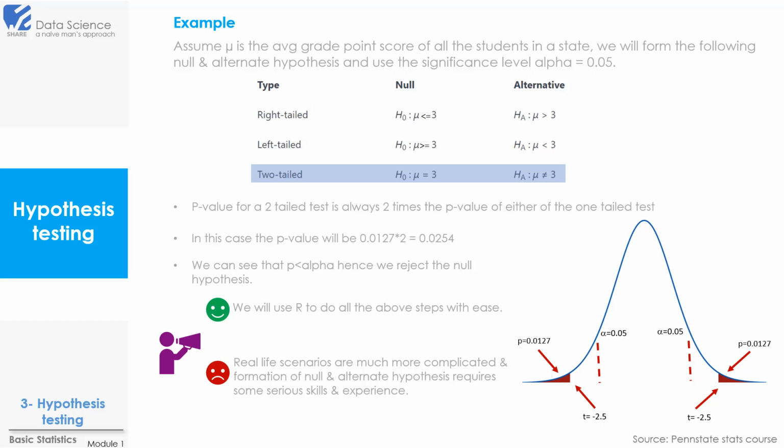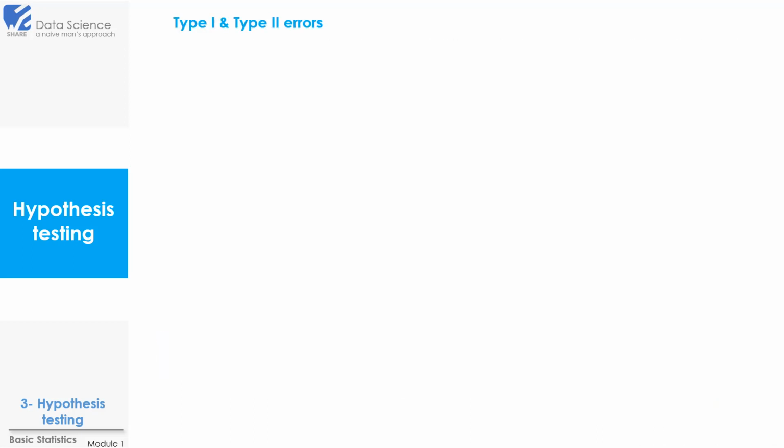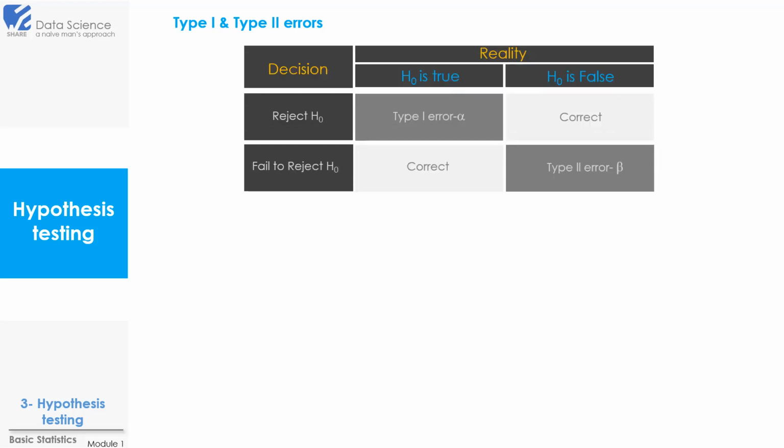So let's move on to the next part. Now there are two types of error that are associated with hypothesis testing. Type 1 error, alpha, and type 2 error, beta. As you can see in the table shown here, we commit type 1 error, alpha, which is also known as significance level, when we wrongly reject the null hypothesis, although it is actually true.